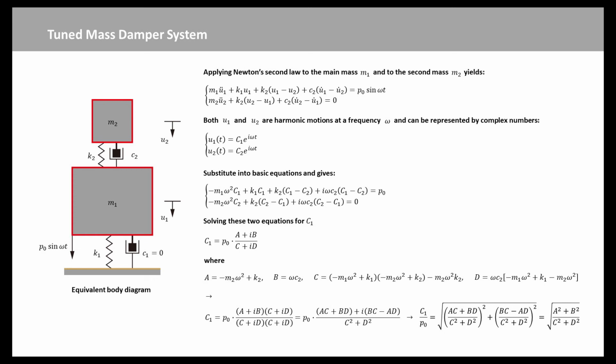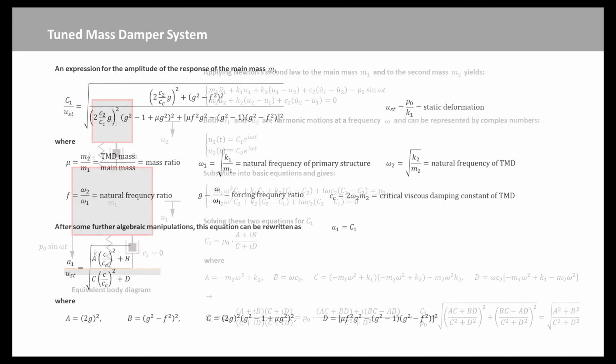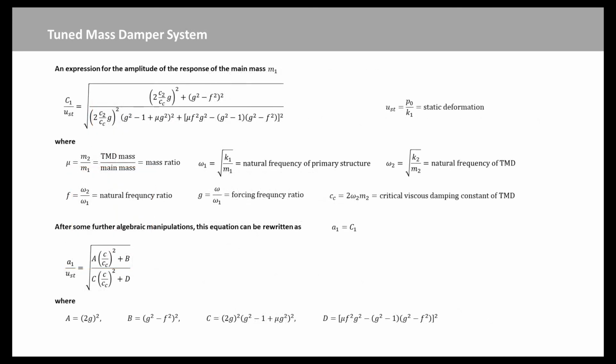Our goal is to grind through calculations and find explicit expressions for the periodic solutions to these equations. We find a periodic solution in the form of U1 and U2. Substitute the expressions into the basic equations and solve these equations to find the amplitude of the main mass. After the derivation, we can obtain a new expression for the amplitude of the response of the primary structure.